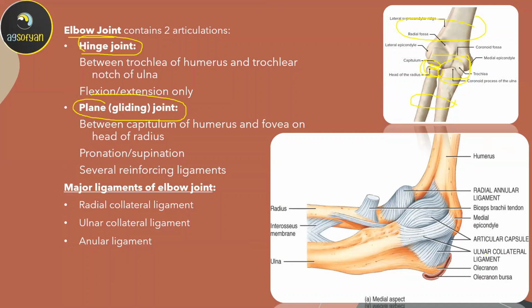And there are also ligaments that make this joint stronger. The first one is the radial collateral ligament. Okay, so this is the radial ligament, and then the ulnar ligament, the bottom side, and the annular ligament on the other side, from the other part of this joint.